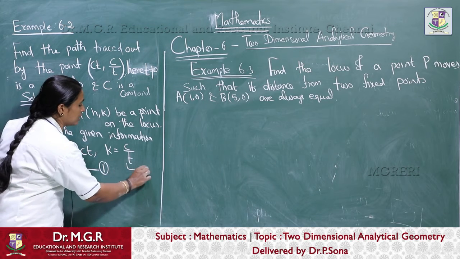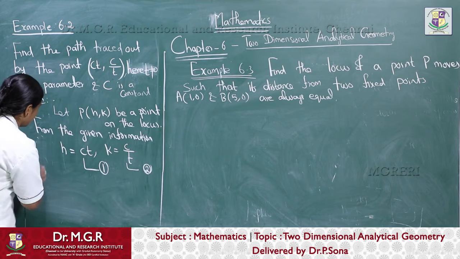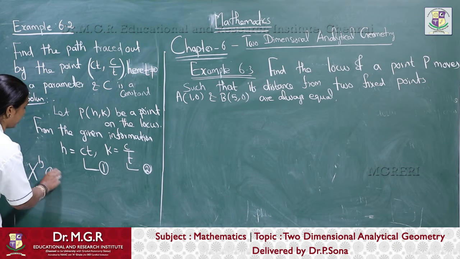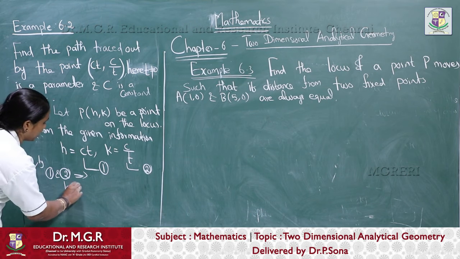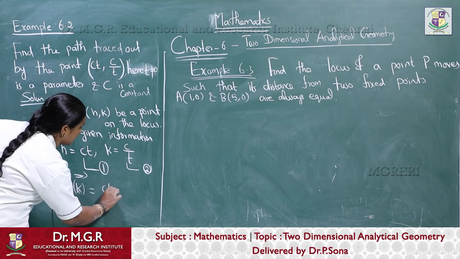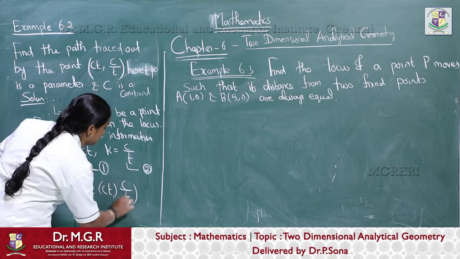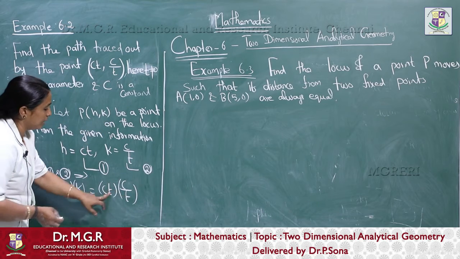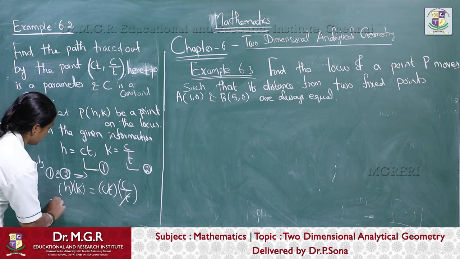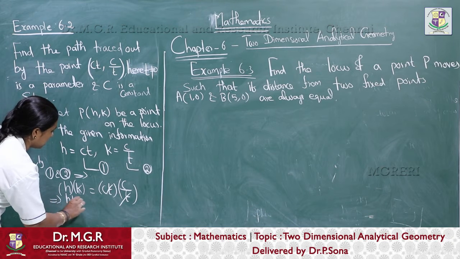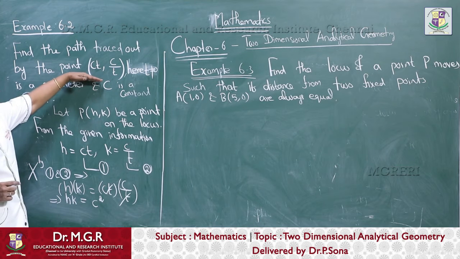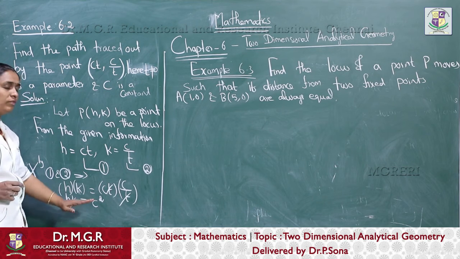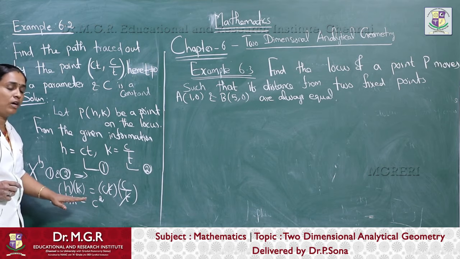So let this be equation 1 and 2. Multiply 1 and 2, which implies h into k is equal to ct into c by t. Now you see t gets cancelled, so hk is equal to c square. The parameter is eliminated, and we get the equation only in terms of h and k.